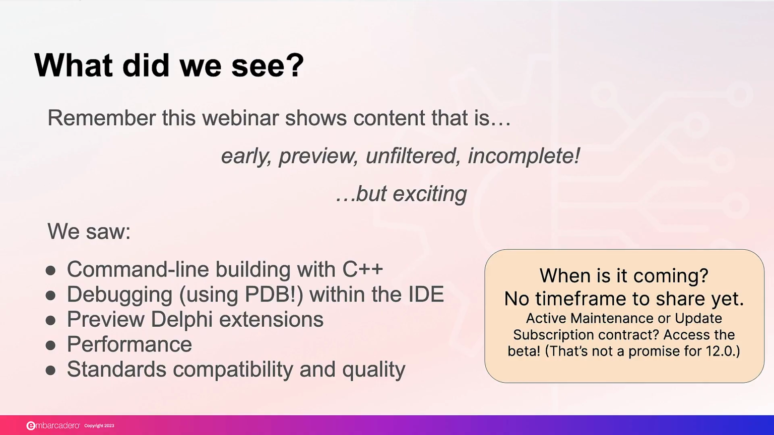So that's a preview of the new Clang toolchain. You saw a toolchain that is currently command line only, and we focused on the C++ part, although we saw some of the Delphi extensions. We saw some C++ test results showing the new STL implementation and things that work great in the new toolchain, and some performance tests.